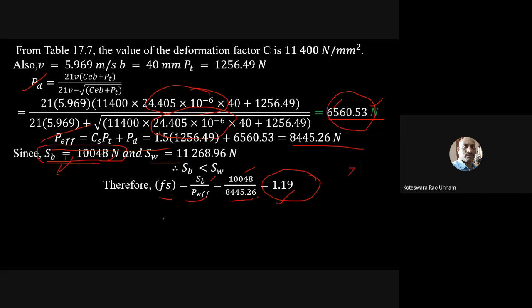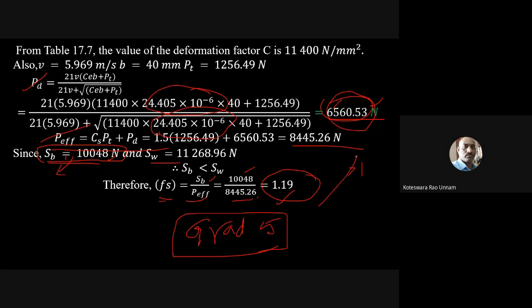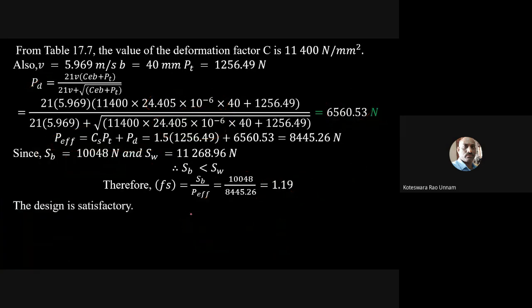So if you still want to increase the factor of safety further, then you have to take another grade. You have to go for a finer grade, like grade 5 or grade 4, and repeat the same process, so that the factor of safety will improve, the dynamic load will decrease, and P effective will also decrease. Like this, we need to solve the problem, if we are asked to use the Buckingham equation to compute the effective load. Okay, I think it is clear. This is how we can solve the problem.